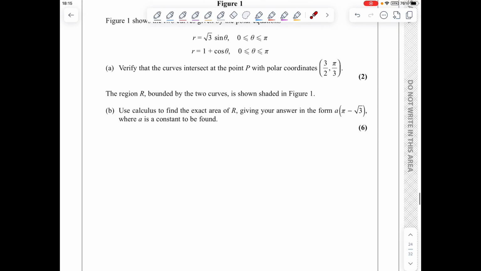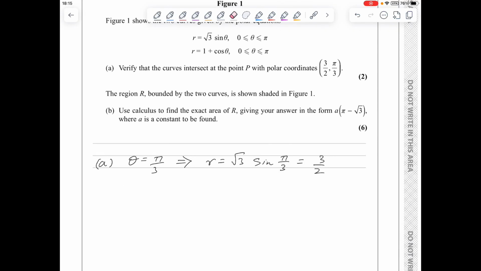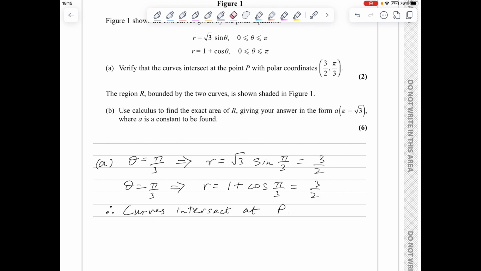So let's do that. When you replace theta by pi over 3 in the first one, you get 3 over 2. Same value when you do that in the second one. And a final conclusion like, therefore, curves intersect at P will conclude part A.